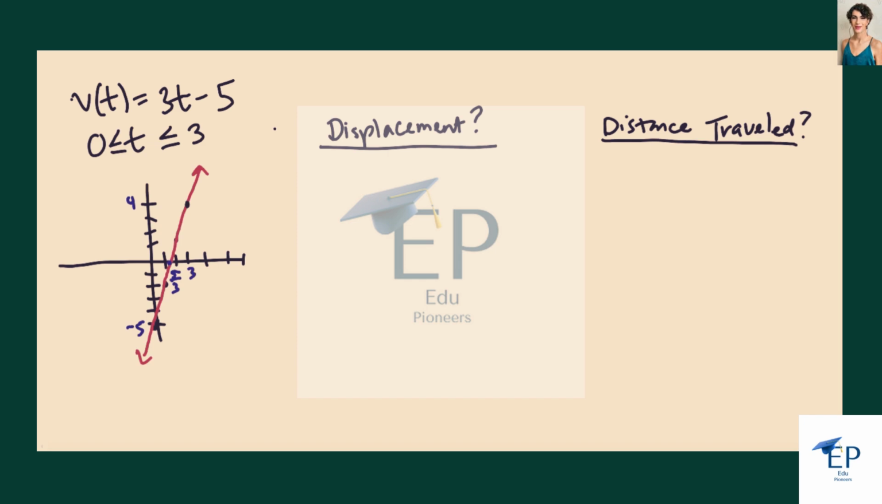Okay, so let's have a look at this problem. We have a particle that's moving along a line, and we're given its velocity is 3t minus 5. And we're interested in the displacement and the total distance traveled for that particle over the interval where time is between 0 and 3.